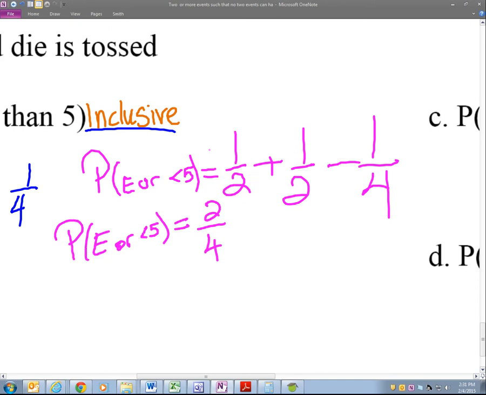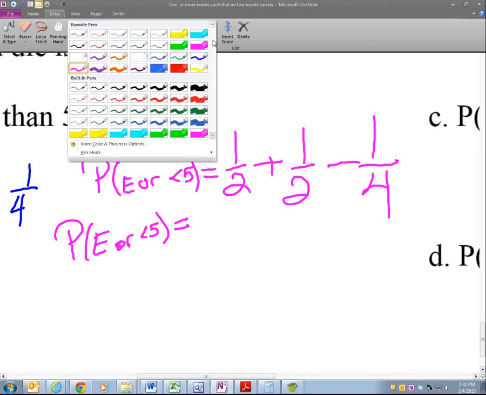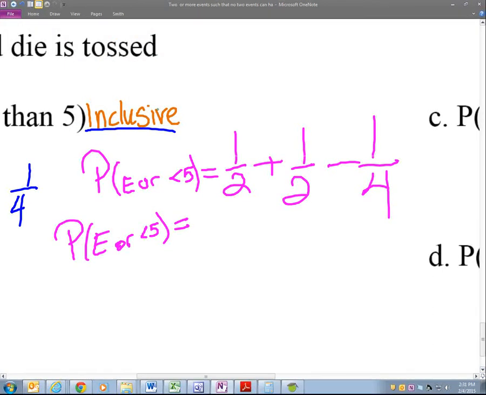Do you guys want me to do it in a different color? Yes. This is bubblegum pink, silly. Okay, I'll do forest green. 2/4. Quiet.